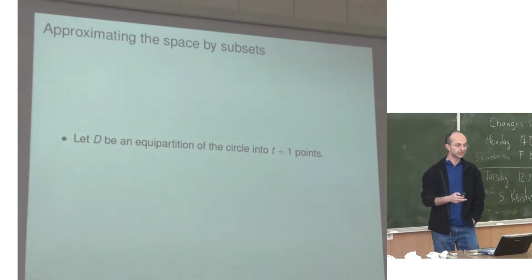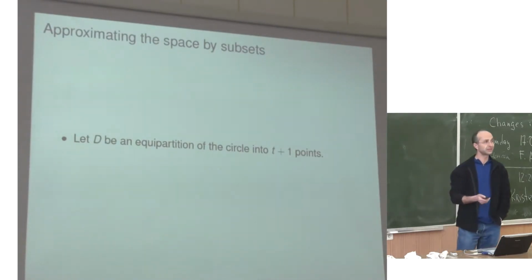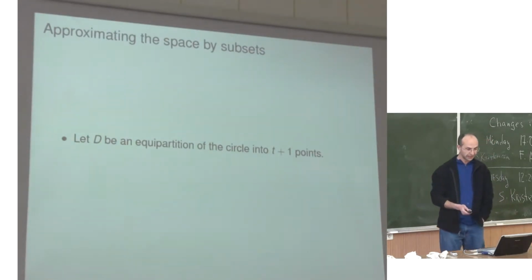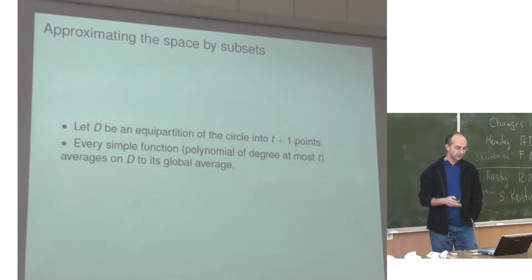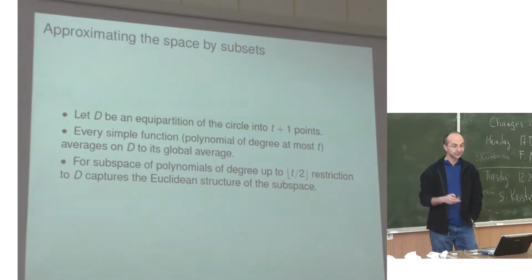From this point of view, let me think about this as trying to approximate: we have a space, the circle in this example, and we try to approximate it by a finite but small subset. What we have is that every simple function, a polynomial of degree at most t, averages on D to its global average. And since the product of two polynomials of degree at most t over 2 is a polynomial of degree at most t, when you restrict to D, the inner products of two polynomials of degree at most t over 2 also average to the real inner product. So the restriction to D captures the Euclidean structure of the set.